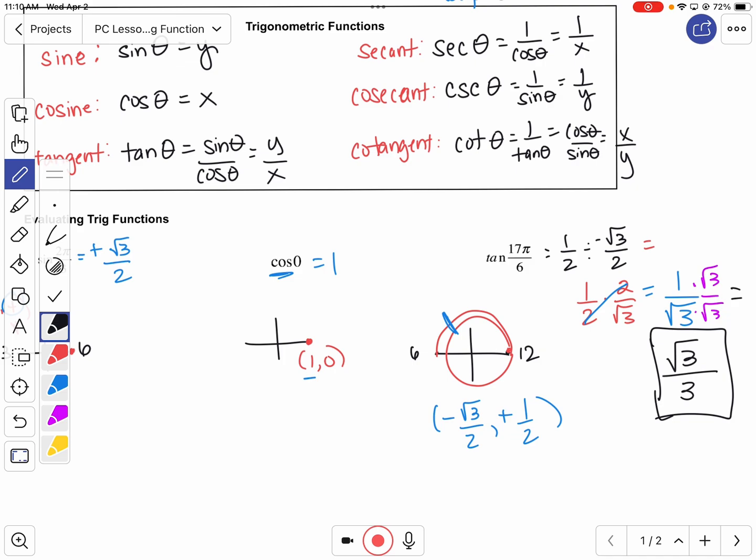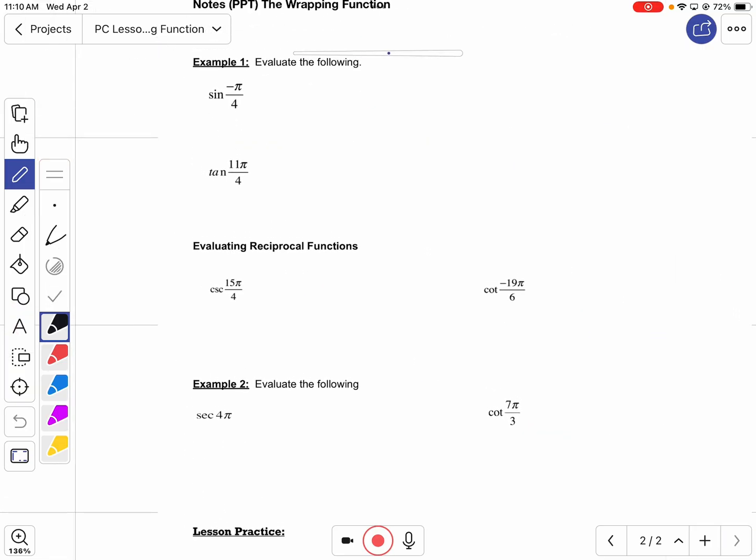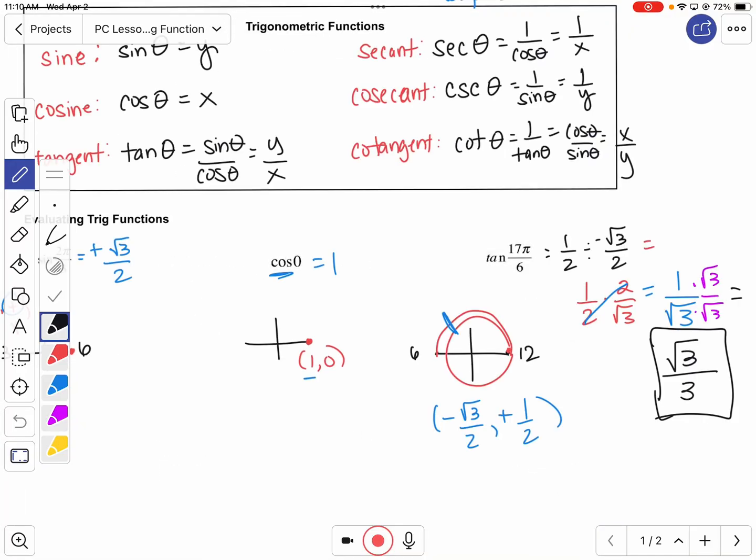Y'all try the next two on where it says example 1 on the back side. Oh, yeah, it would be negative. I lost my negative, didn't I? Thank you, ma'am.